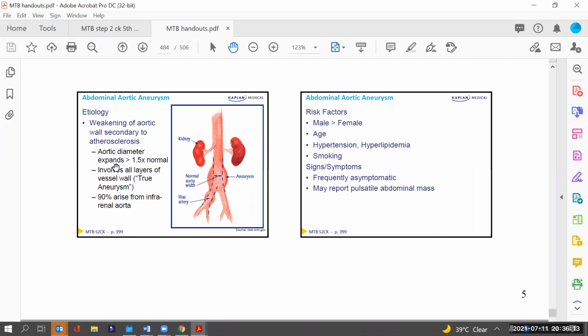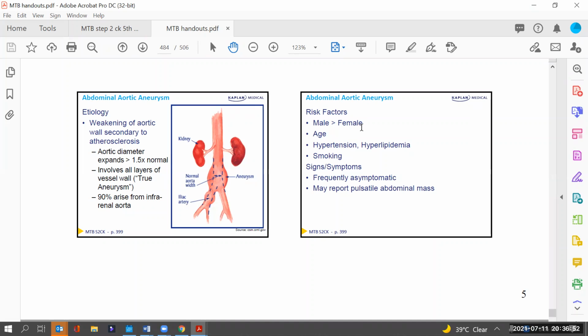So we will see the aortic diameter expand to more than 1.5 times normal, involving all layers of the vessel wall, and 90% arise from the infrarenal aorta. That's the type of aorta, infrarenal. We will mostly see this type of abdominal aortic aneurysm in this area. But the most important thing is that the aortic diameter expands to more than 1.5 times normal. Most of the time, we will not see this as a clue. But for theory purposes, we can say the diameter is expanded, mostly more than 1.5 times and mostly in the infrarenal region. That's why we are saying abdominal aorta, based on the region, infrarenal.